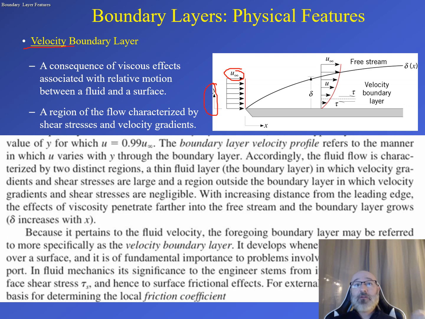As we get a further distance away from our leading edge, we see that the effects of the viscosity penetrate farther into the free stream and the boundary layer grows. What we can say is that our delta is going to increase with x, and we can see this in the shape of that velocity profile. This is our term, delta with respect to x.